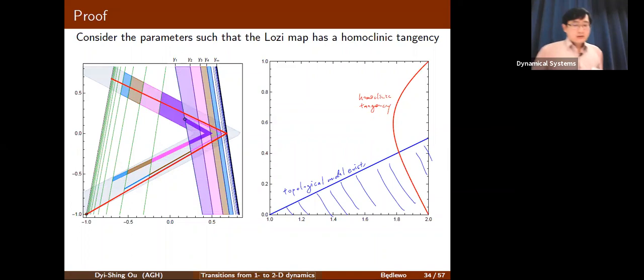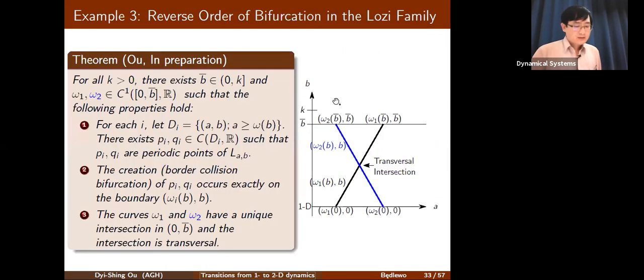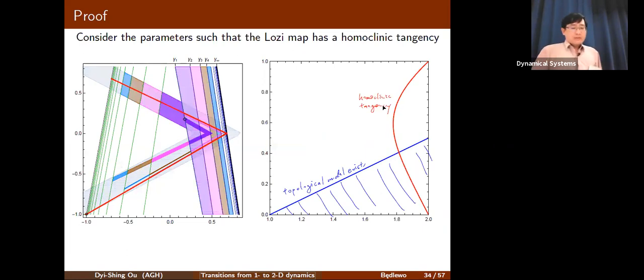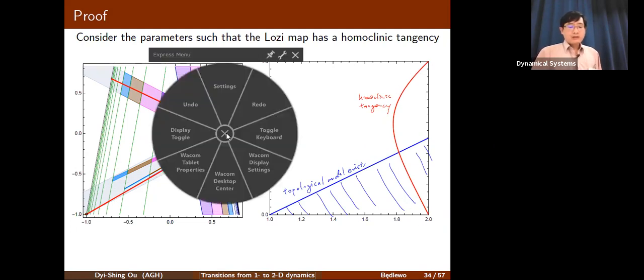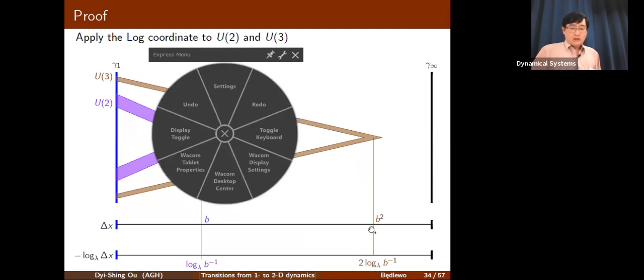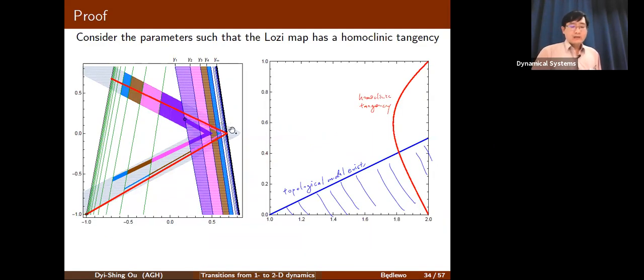Okay, so let us consider, I have to mention that now we are considering the Lozi family. So this is the parameter space for the Lozi family. And again, let us consider the parameter curves such that the unstable manifold and the stable manifold have a homoclinic intersection. And these are the parameters such that it has homoclinic tangencies. And under this curve is where the topological model is. It's where the partition exists.